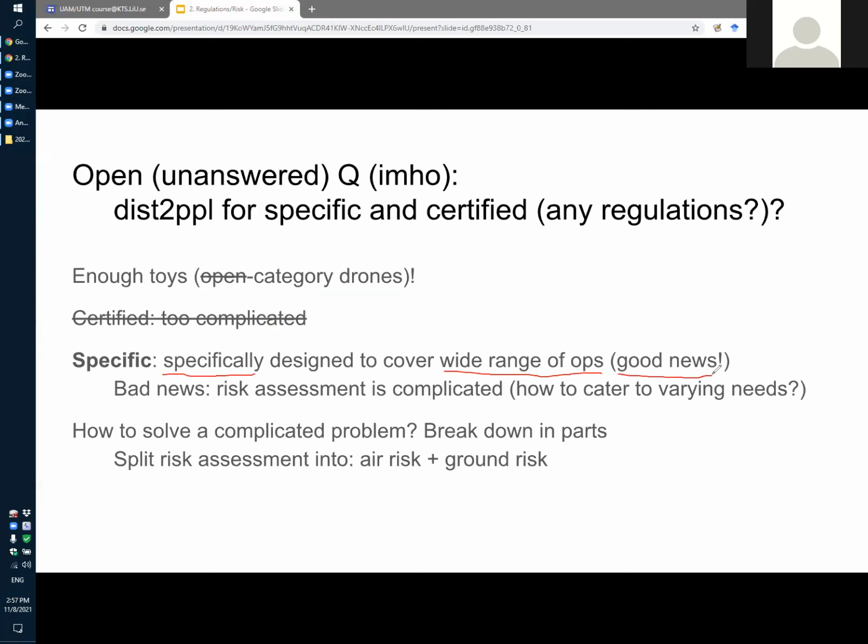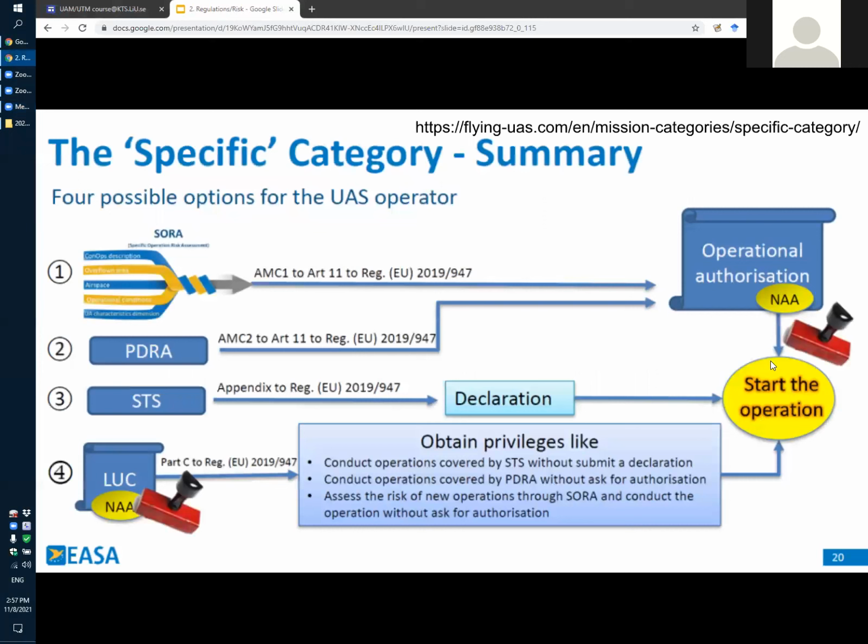Of course, it's good that it is so wide, but if you want to do the risk assessment for such a broad set of operations, it's pretty complicated, as you may imagine. So you have to cater to lots and lots of needs. You have to go through quite a complicated, multi-step process called SORA, Specific Operations Risk Assessment. Of course, in general, how do you solve a complicated problem? You break it into parts. And when it comes to risk assessment, you break it into air risk and ground risk. That's what SORA does, and that's what I will speak about in the quantitative risk assessment.